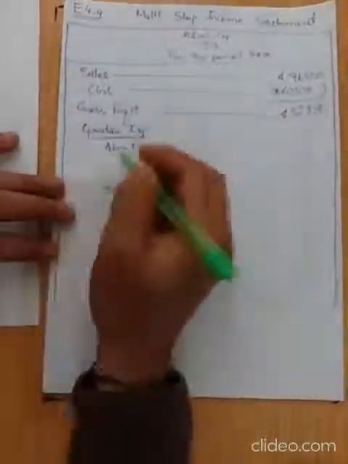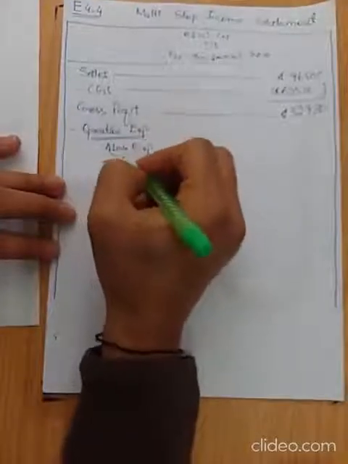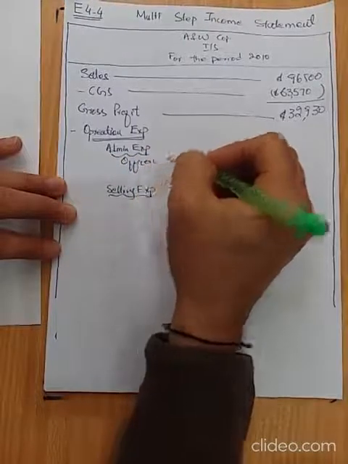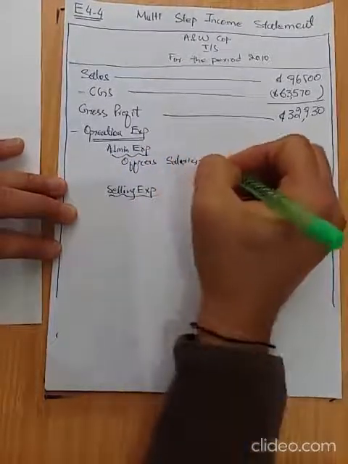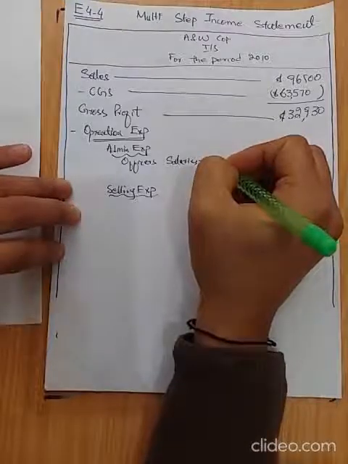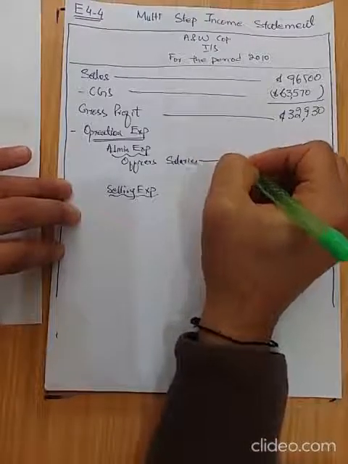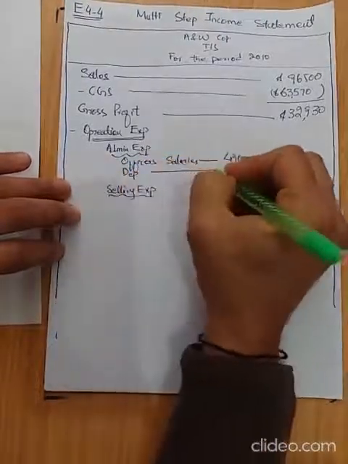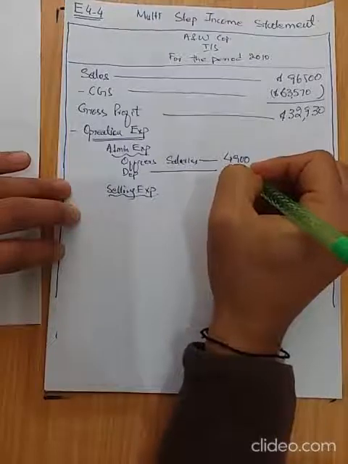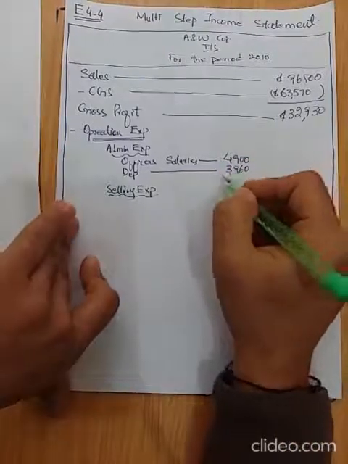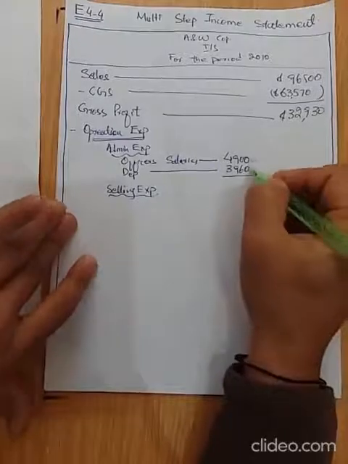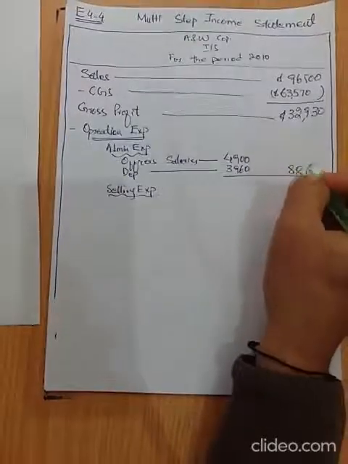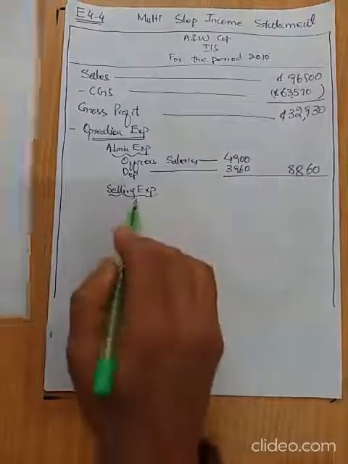Let me write both of them together. So we have the officer's salary, which is 4,900, and then we had depreciation, which had a figure of 3,960. Okay, so what I will do is find the total of these two. The total of these two is actually $8,860.